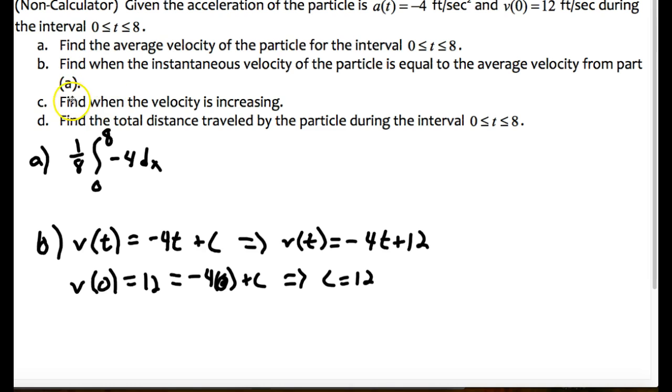All right, then part C, find when velocity is increasing. Okay, velocity is increasing whenever acceleration is positive. Right? Velocity is increasing whenever acceleration is positive. And then part D, find total distance traveled. Total distance is the integral of the absolute value of velocity. Okay, so see if you can finish out this question with those hints.